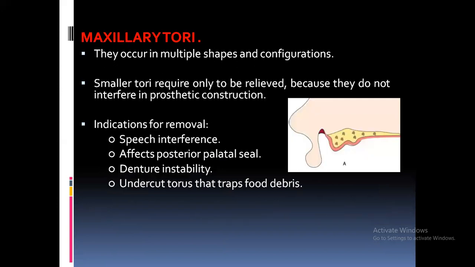So coming to maxillary tori. Maxillary tori occur in multiple shapes and configurations, and smaller tori require only to be relieved because they do not interfere with the prosthetic fabrication. Indications for removal of maxillary tori: first one, speech interference; second one, it affects the posterior palatal seal; third one, denture instability; and fourth one, undercut torus that traps food debris.